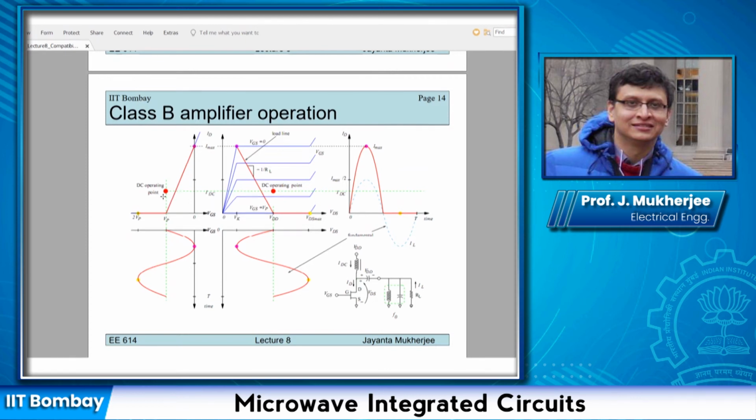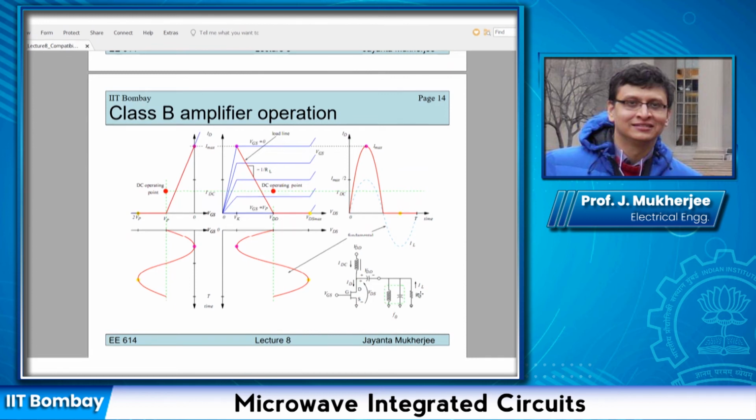And that is obvious, right? That DC operating point is here. That's because the DC operating value of this sinusoidal input VGS will be along this green dotted line, and that corresponds to this DC operating point. Now, the corresponding DC current is given by this IDC value.